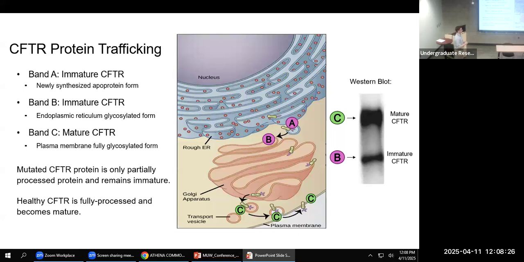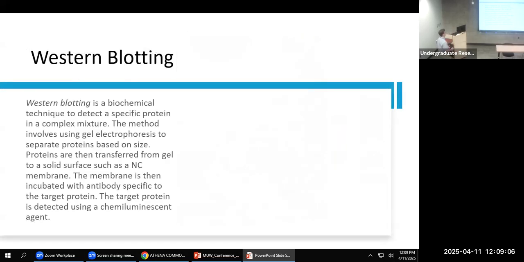So what we see in people that do not suffer from cystic fibrosis is a large C band and a very little B band, while in people that suffer from cystic fibrosis, it's the opposite. You see a large B band, so immature CFTR that does not do its function, and a very little amount of C band. That's how we're able to tell the difference in these cell lines. As I mentioned, this mutation causes a misfolding of the protein, and it causes it to be caught in the Golgi apparatus and not make it to the plasma membrane to do its function. So my first technique that I will be discussing today is Western blotting.